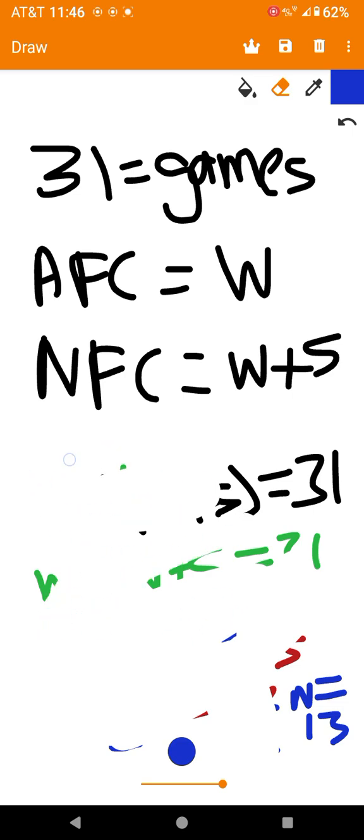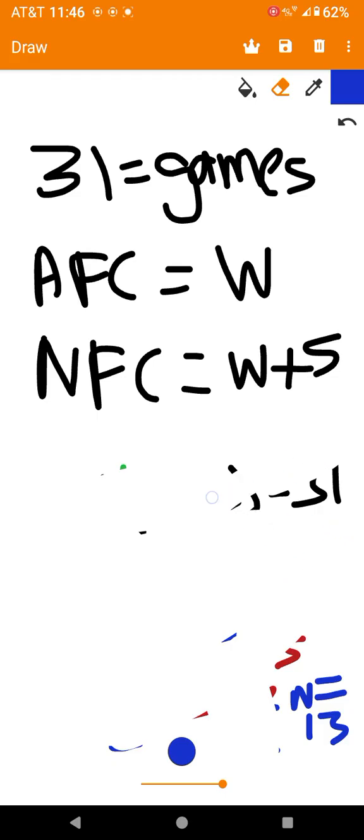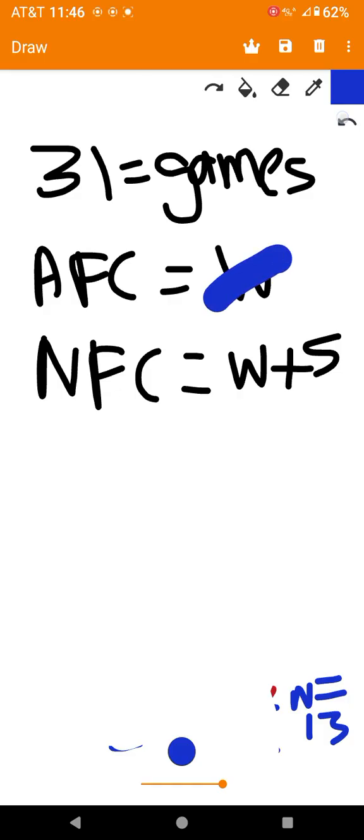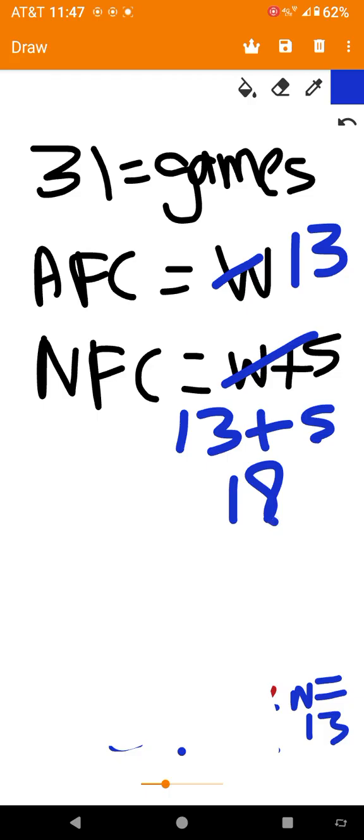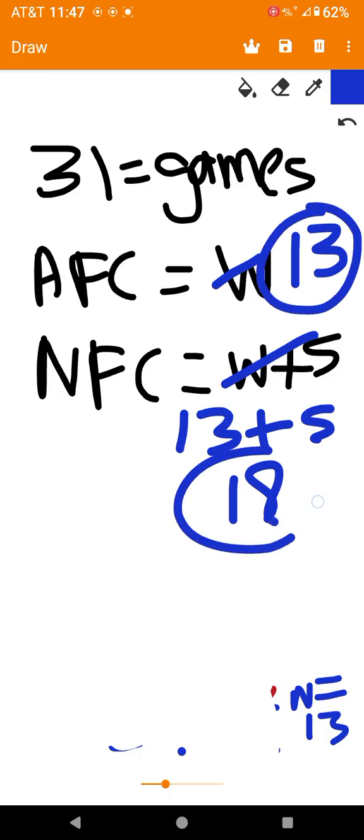So now we can plug that into our, I guess not equations, I guess these would be called expressions. We can plug this into our expressions up here. So if W equals 13, then the number of AFC wins would be 13. And then we would have 13 plus 5 instead of W plus 5, which would be 18. So we have 13 wins for the AFC and 18 wins for the NFC.